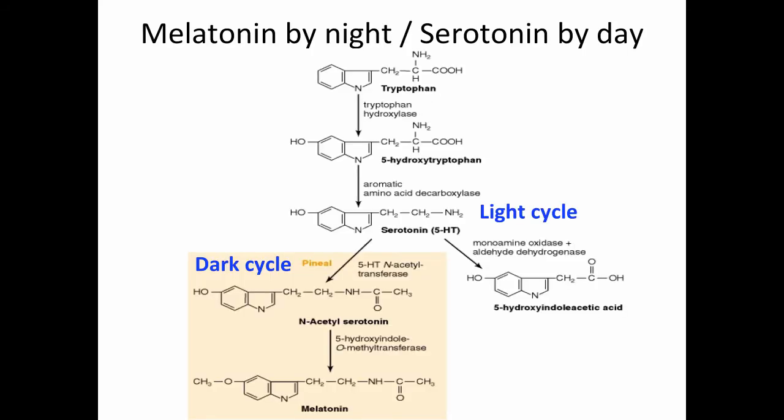The pineal secretes melatonin by night, and you'll sometimes hear the term melatonin by night, serotonin by the daytime. As you may be aware from some of your earlier studies, serotonin is an important neurotransmitter, very important in regulation of our overall mood and well-being, but serotonin is also a precursor to melatonin, and the enzymes that convert serotonin to melatonin are active in the dark cycle. I don't expect you to remember this chemistry. I just put it up to remind you of how serotonin and melatonin are related to each other in relation to the light and dark cycle.